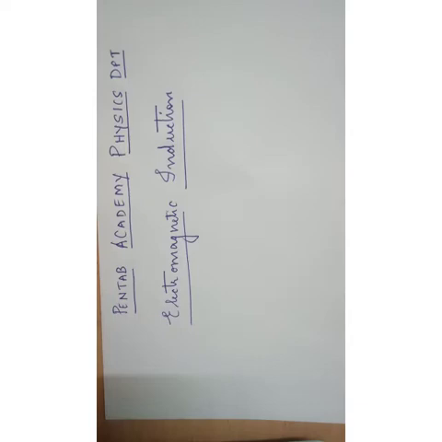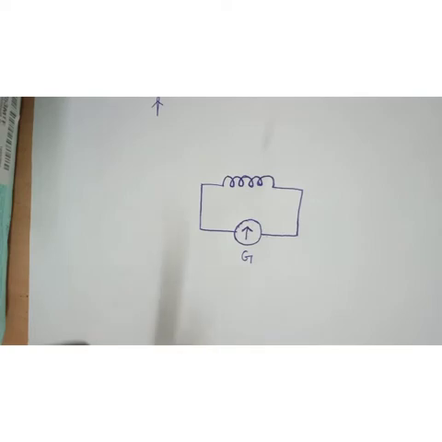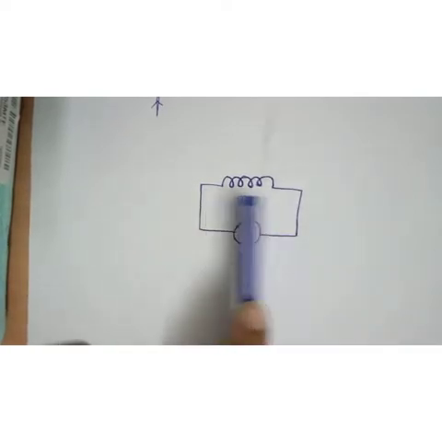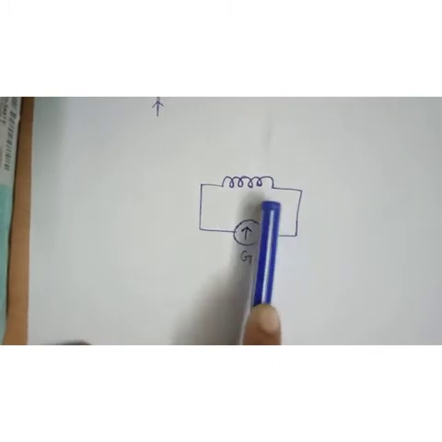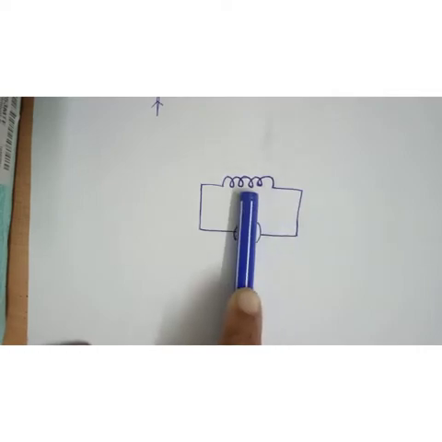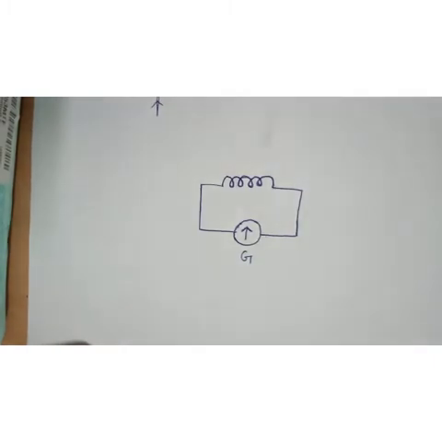In this lecture, I'll be explaining the phenomenon of electromagnetic induction. Consider this circuit diagram. Here we have a coil of wire. This coil is nothing but a conductor, a conductor that can allow the passage of electricity through it.